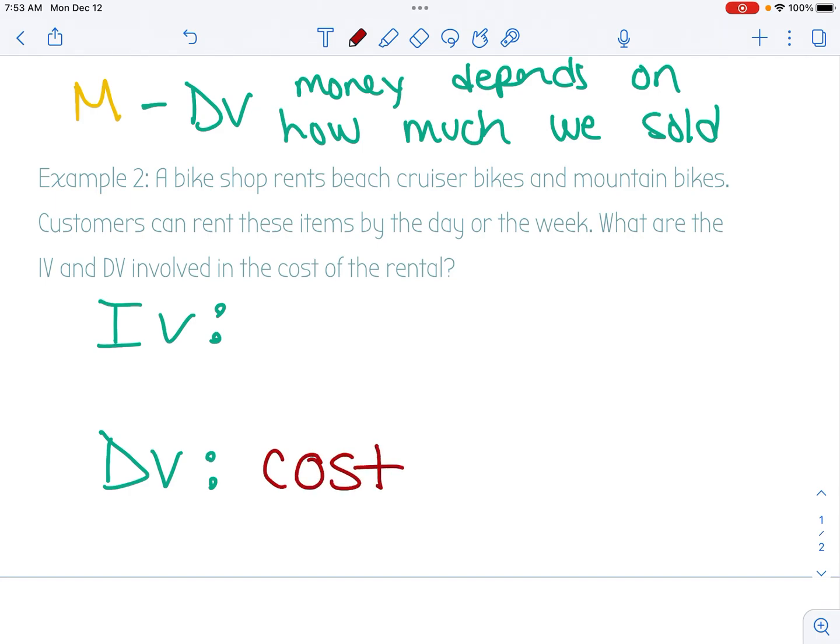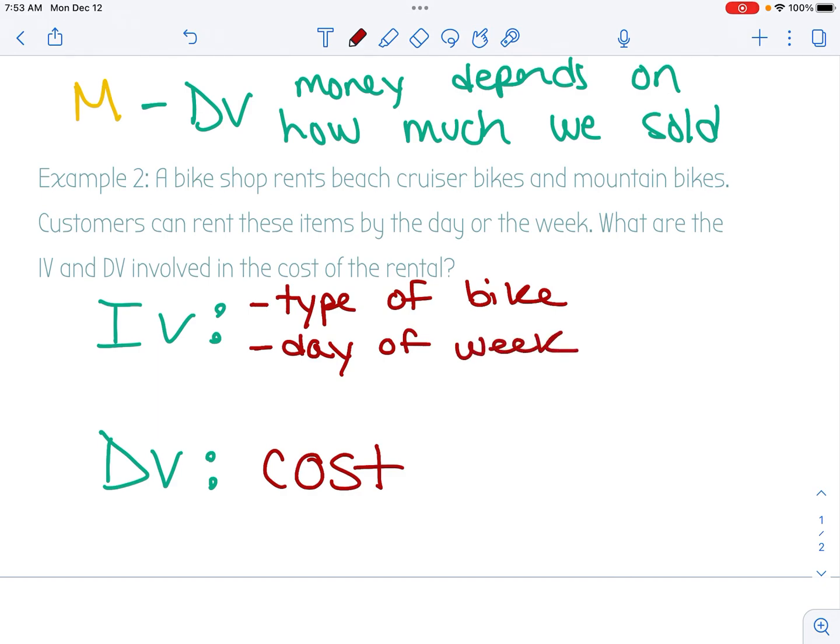Now, there are a few different independent variables we could talk about. The first one would be the type of bike, because maybe the beach cruiser is more expensive than the mountain bike. Another independent variable we could consider is the day of the week. So maybe it's more expensive to rent a bike on the weekend versus the week. So those would all impact the cost of the bike.